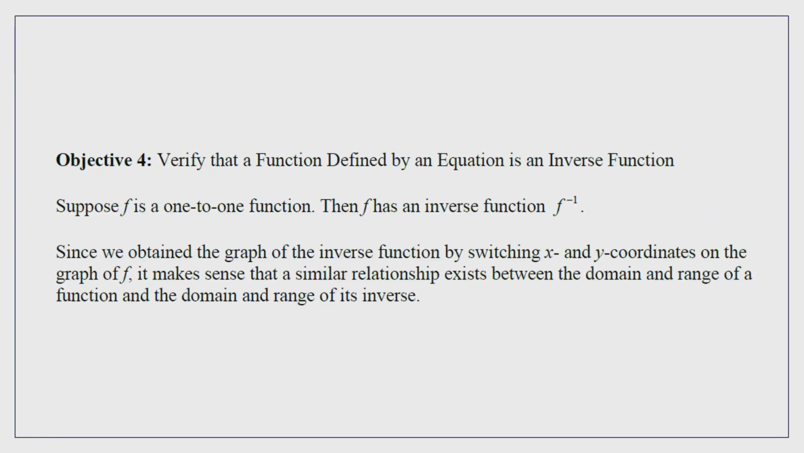Objective 4. Verify that a function defined by an equation is an inverse function. So suppose f is a one-to-one function. Then f has an inverse function. Since we obtain the graph of the inverse function by switching x and y coordinates on the graph of f, it makes sense that a similar relationship exists between the domain and range of a function and the domain and range of its inverse.